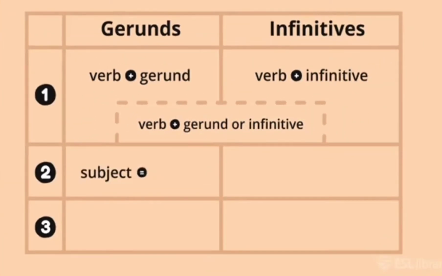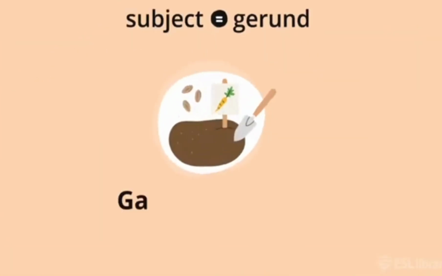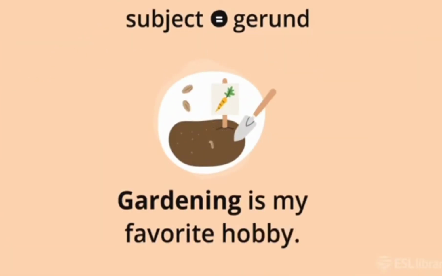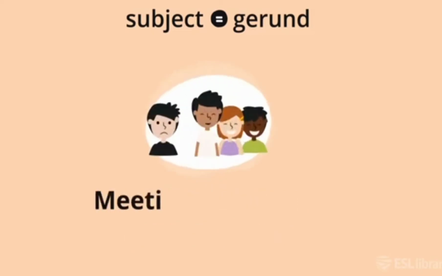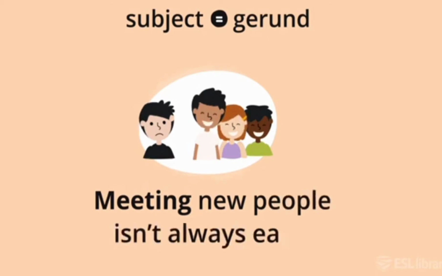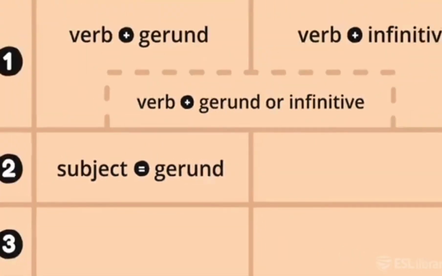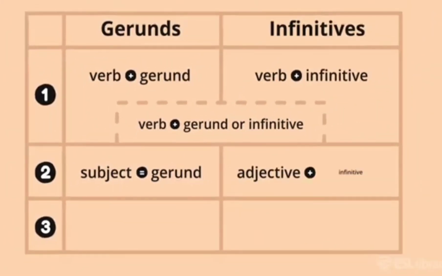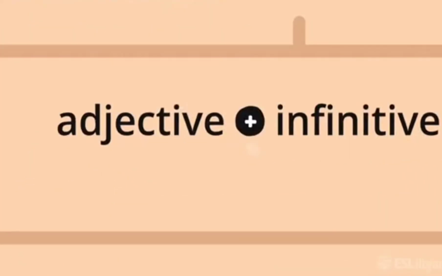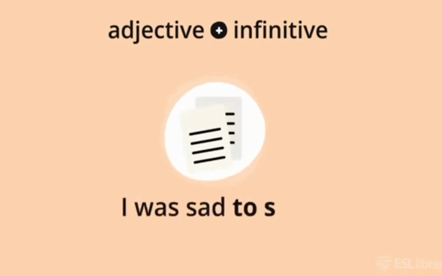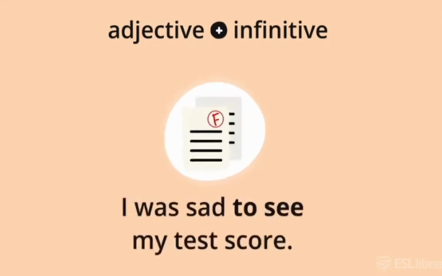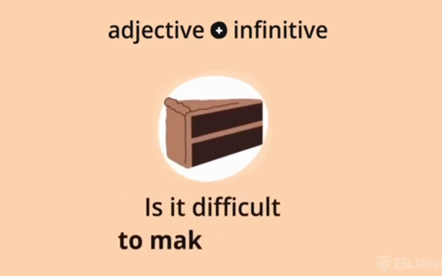The subject of a sentence is usually a gerund. For example, "Gardening is my favorite hobby." "Meeting new people isn't always easy." After an adjective, we usually use an infinitive verb. For example, "I was sad to see my test score." "Is it difficult to make a cake?"